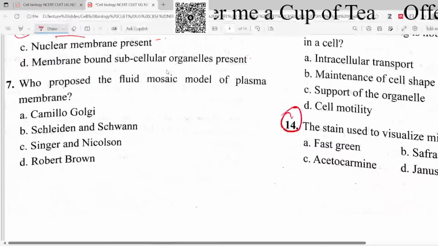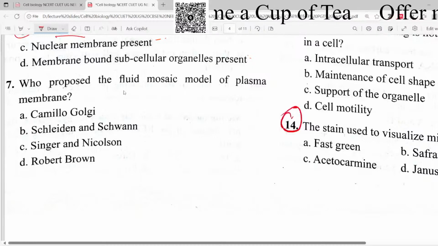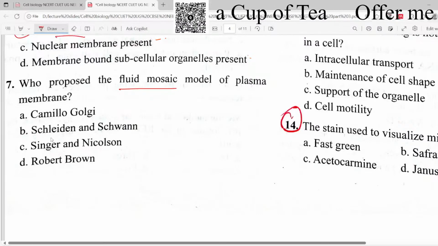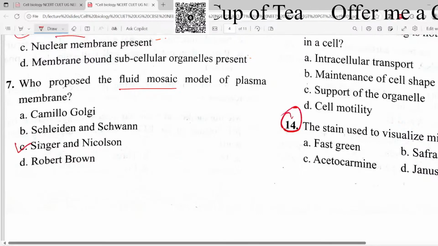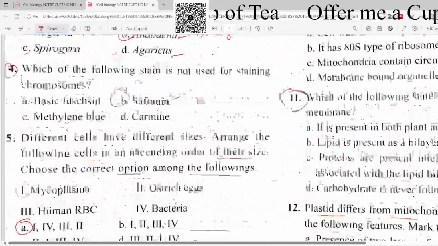Next question. Who proposed the fluid mosaic model of the cell membrane? So the correct answer is C. Next question.